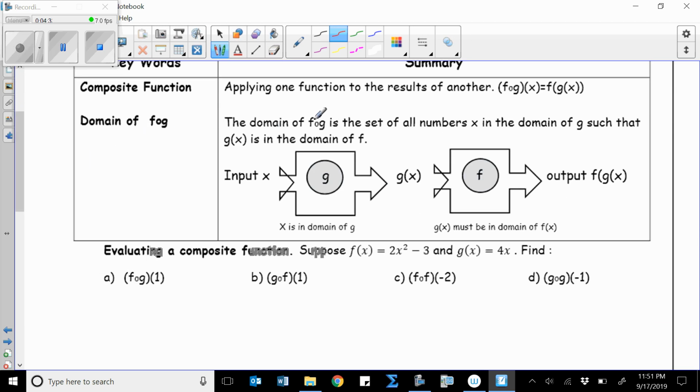Domain of f of g is the set of all the numbers x in the domain of g, such that g of x is in the domain of f. So this is exactly what we just talked about. We give an input to g, for example, x, the output is g of x. This g of x is actually range of g, which is going to be as input of f. But as I'm giving g of x as the input to f, this g of x must be in the domain of f. Otherwise, we won't have any defined output for that.